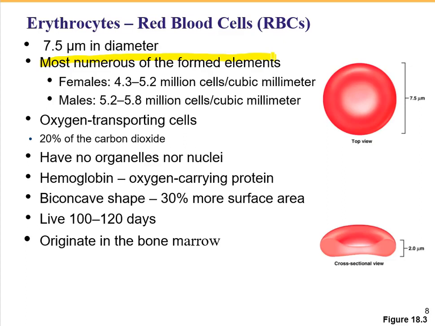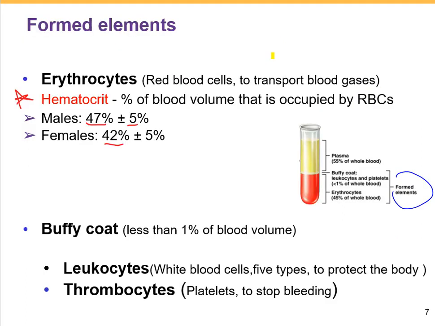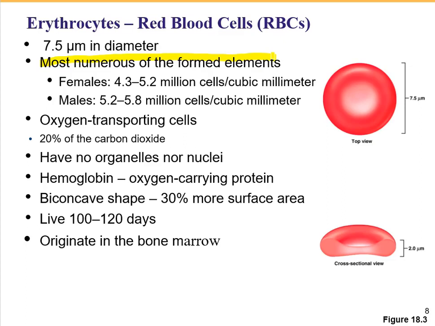Now, when it comes to numbers, in females we typically find about 4.3 to 5.2 million of these cells per cubic millimeter, while in males it's a slightly higher range, around 5.2 to 5.8 million cells per cubic millimeter. That's the reason the hematocrit in males is higher than in females, because of the greater number of erythrocytes in males than females.